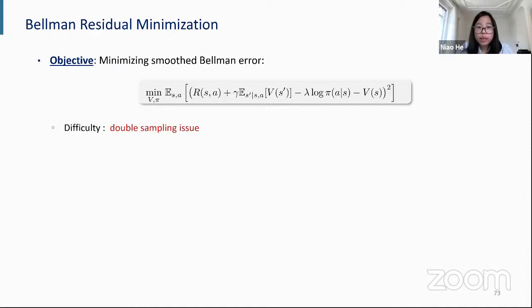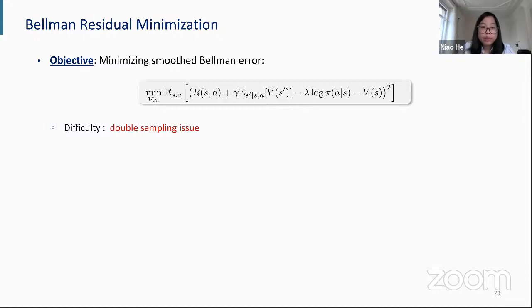If you solve this directly, you will encounter the so-called double sampling issue. If you want to compute the true gradient, you need to compute the gradient of this part, and you need to estimate this whole thing here. So you need at least two independent samples of S prime in order to construct an unbiased estimator of your gradient. In practice, oftentimes you only observe one successor state for any given state-action pair. You don't really have two samples, so you cannot just apply, say, stochastic gradient descent to solve this type of problem.